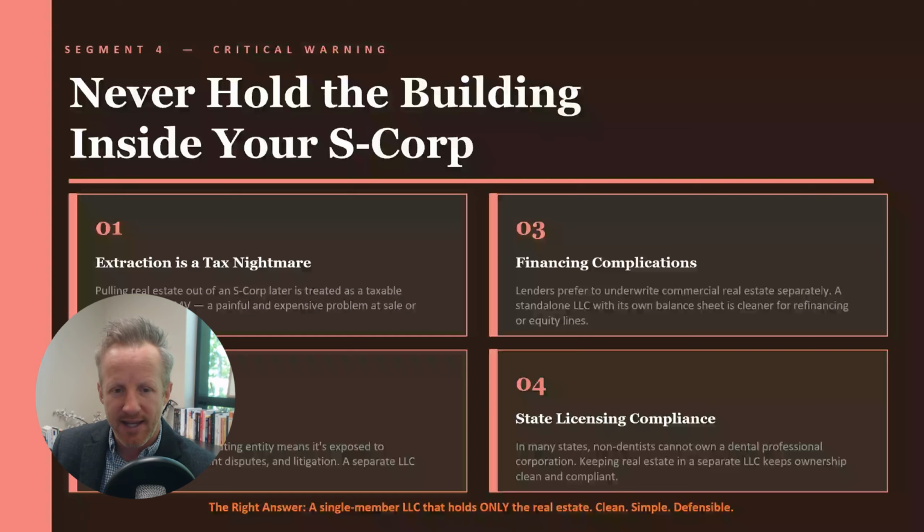Imagine right now I say, hey, doc, go look in your bank accounts, go look in your investment accounts. You got to come up with $250,000. Yeah, you're going to say, screw that, Wes. I'm just going to keep it in my practice. Fine, but you're going to punt that down the road, and you're going to bite that bullet later. So this is why at the onset you absolutely don't want your building held in your S corporation. All right. So extraction is a tax nightmare. That's number 1. Number 2 is the liability exposure.